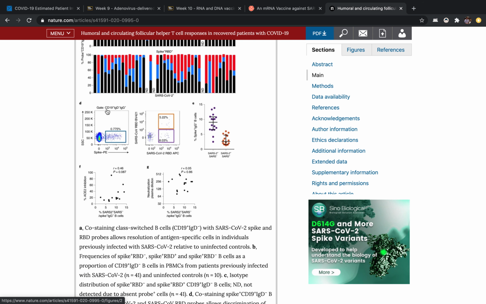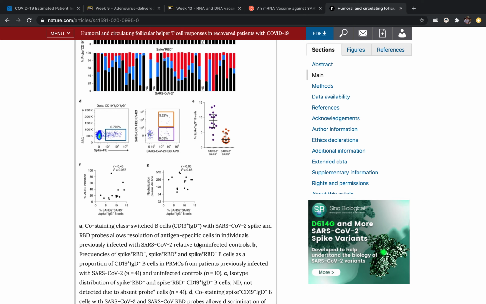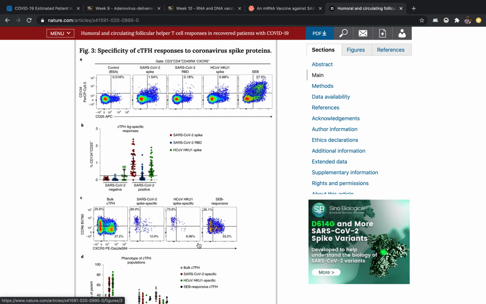And down here, they're actually going a step further, saying, well, okay, yes, CD19, so it's a B cell. No IgD, so it's not a baby B cell. And then IgG positive, which means that, yeah, it's a non-baby B cell that's actually making proper IgG. And so that's what they are looking for there. And then they're saying, does it bind to the receptor binding domain? Does it bind to something else? And they're looking at it that way.